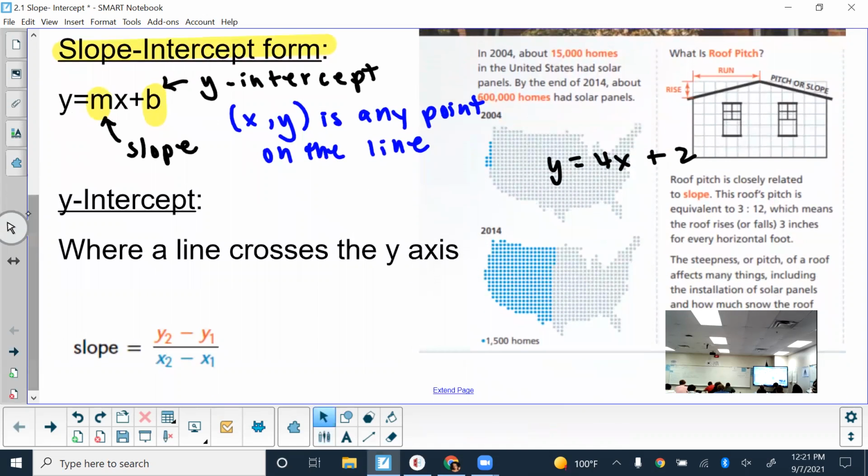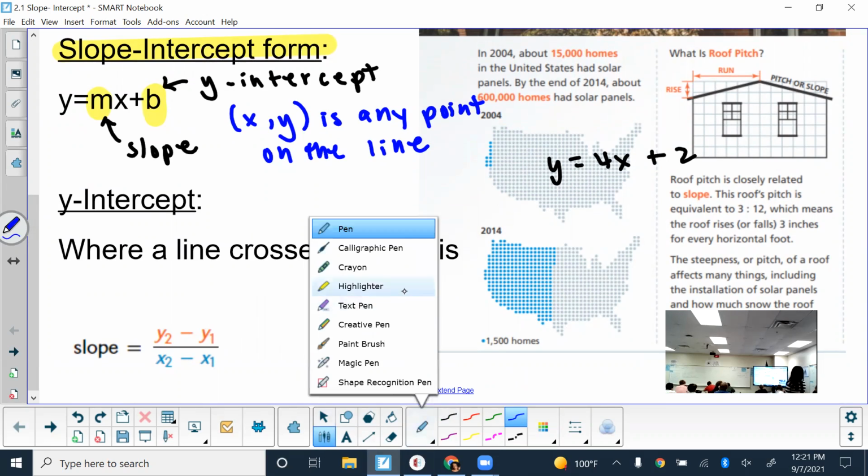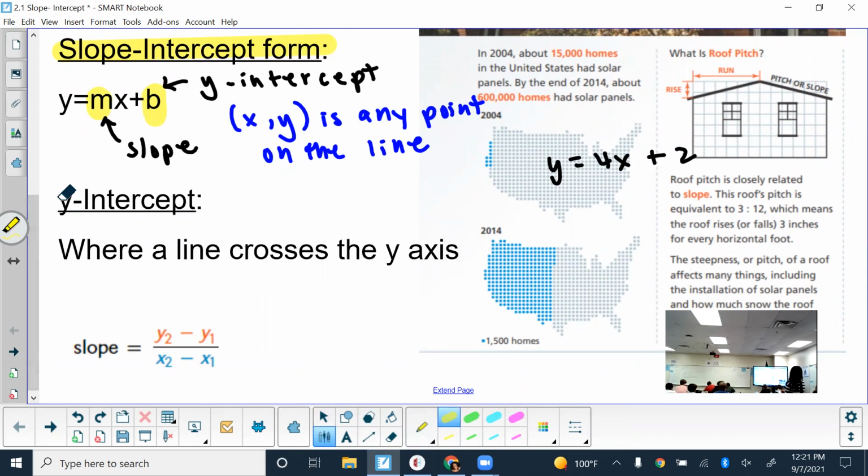All right, now this is where it gets a little more specific about what slope and y-intercept are. So y-intercept, think of intercepting a football or intercepting a pass. You're catching something. So the y-intercept is where the line catches or touches or crosses the y-axis, like in the name. So y-intercept is where it crosses the y-axis.